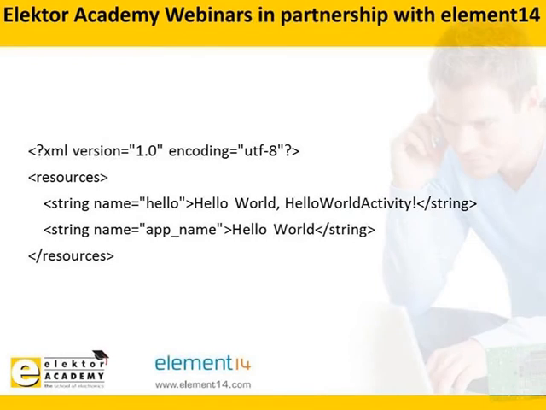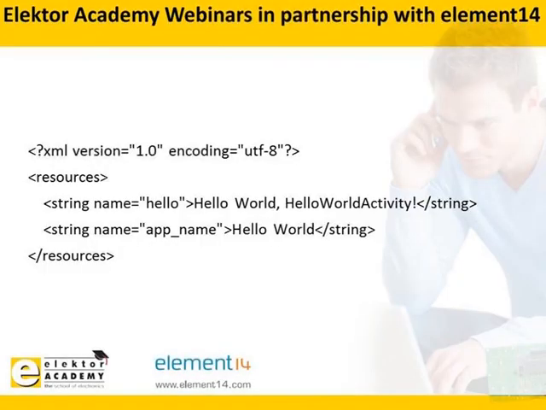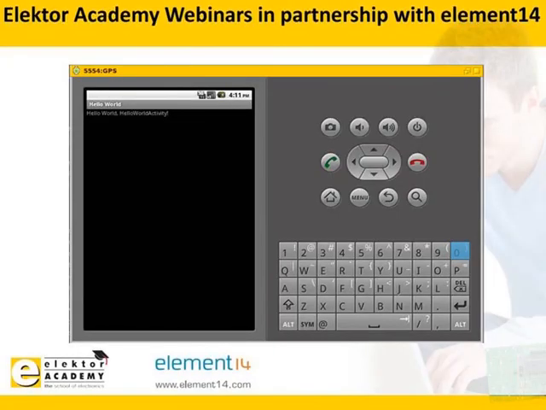This is the XML version of the string resource. It's also an XML file. We have here two strings. Hello is hello world activity, and the app name is hello world. All of this is created by the IDE. And this is what we get if we start our first simple hello world application.